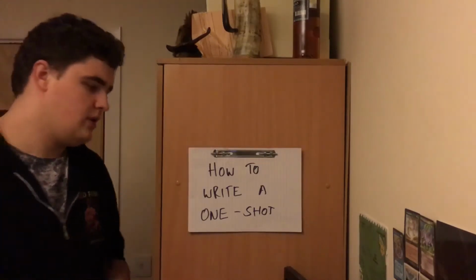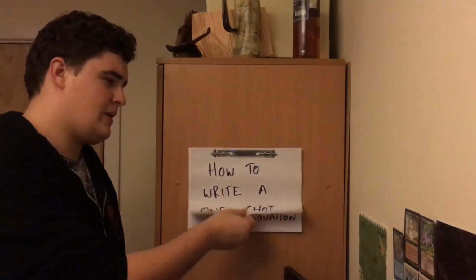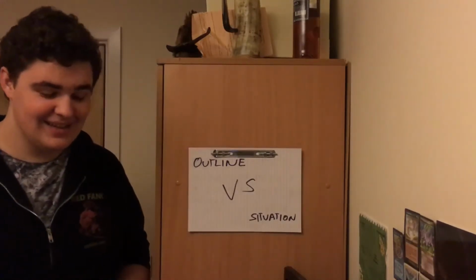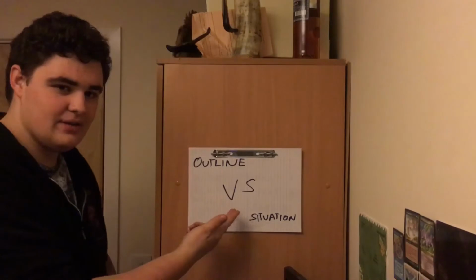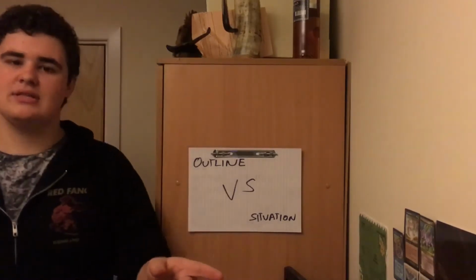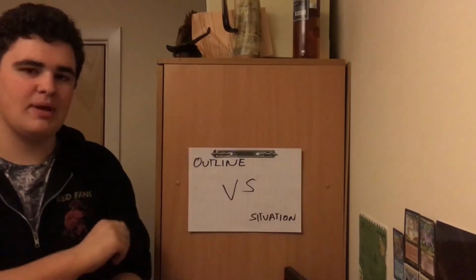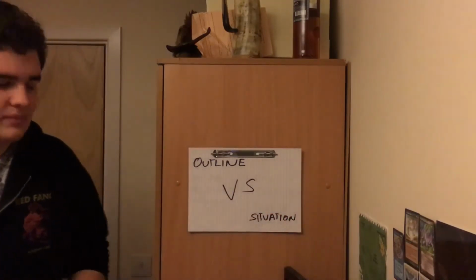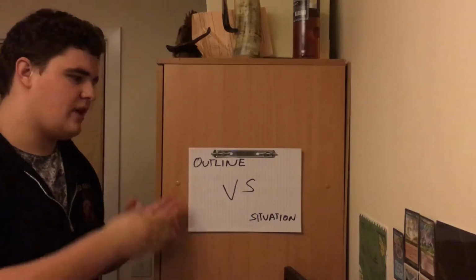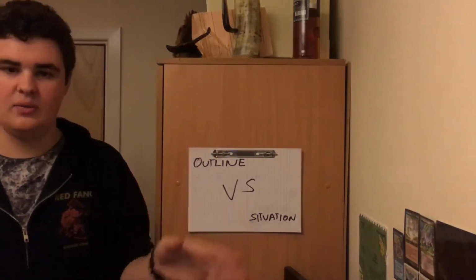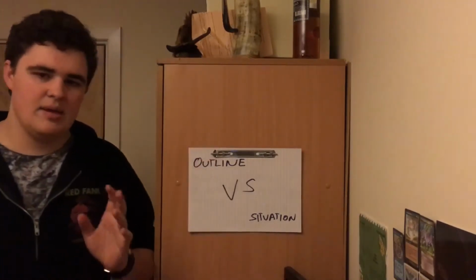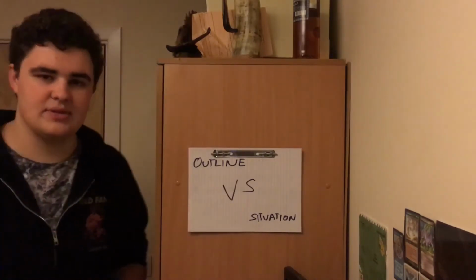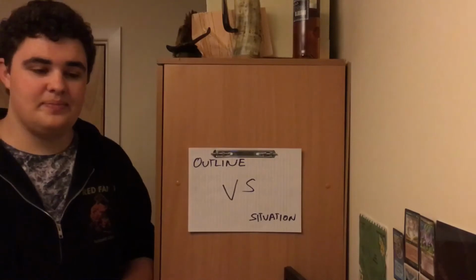Okay, so the first thing: outline versus situation. This is kind of the two main methods that I see as to how people do it. Your average, standard, classic way of doing it, I think, is the outline method. But the way I do it now is the situation method. So, how does that work?